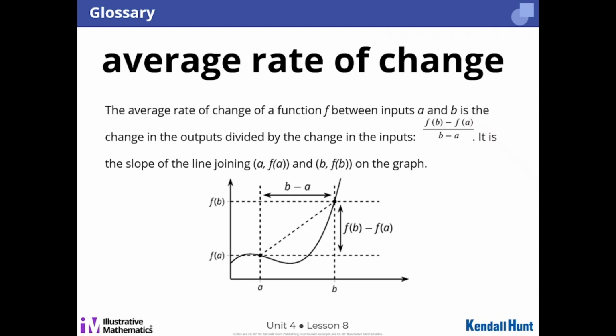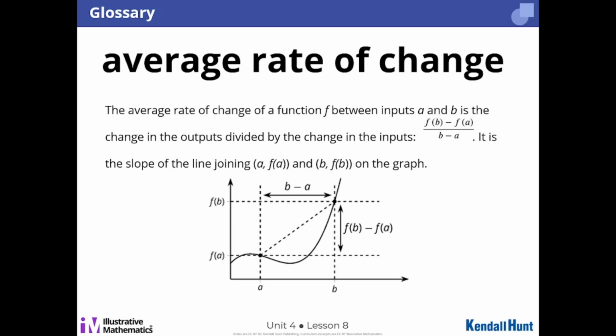Our first term is average rate of change. The average rate of change of a function f between inputs a and b is the change in the outputs divided by the change in the inputs. It is the slope of the line joining the point A, f of A, and B, f of B on the graph.